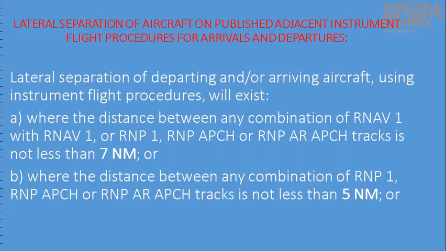As per para B, where the distance is between any combination, now here we are not talking about RNAV1. We are starting with RNP1, then RNP approach or RNP authorization approach. If these combinations are there, then the track separation should not be less than 5 nautical miles. So here it is 5 nautical miles. If RNAV1 is included, then it will become 7 nautical miles.